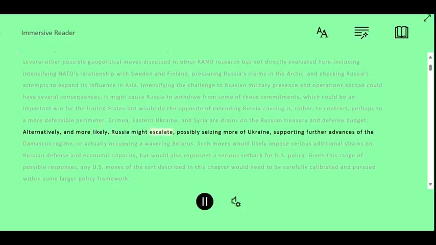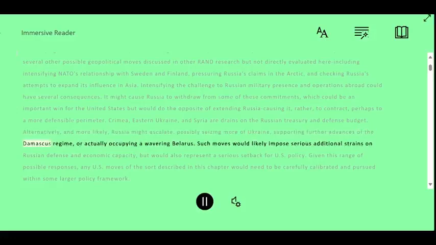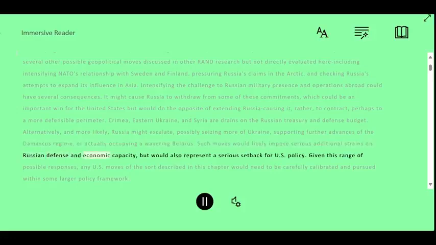Russia might escalate, possibly seizing more of Ukraine, supporting further advances of the Damascus regime, or actually occupying a wavering Belarus. Such moves would likely impose serious additional strains on Russian defense and economic capacity, but would also represent a serious setback for U.S. policy.